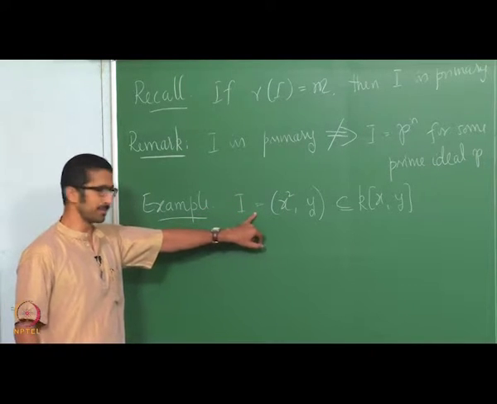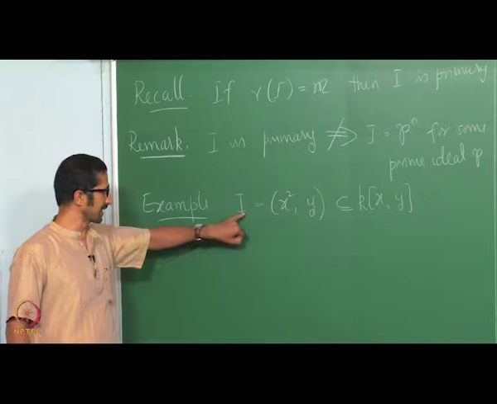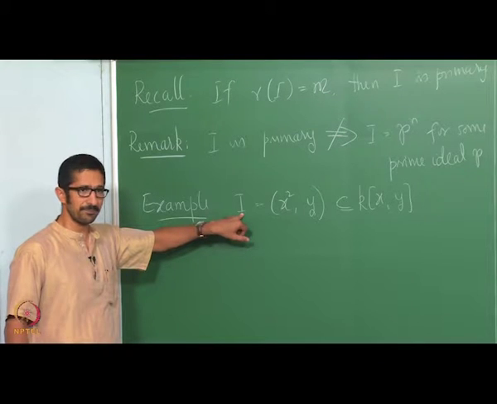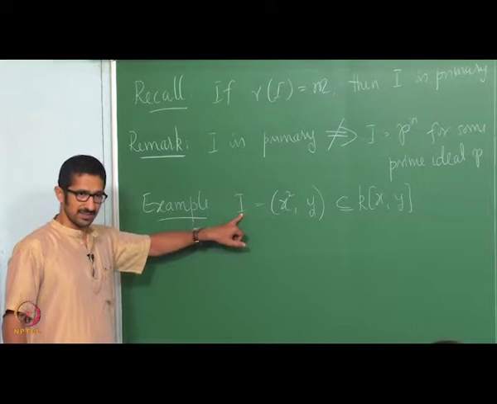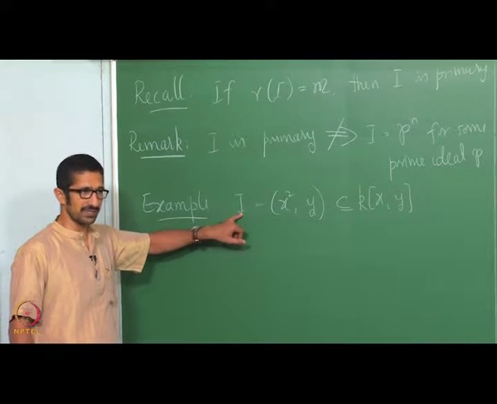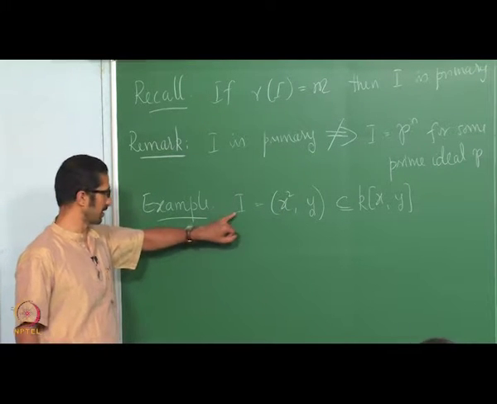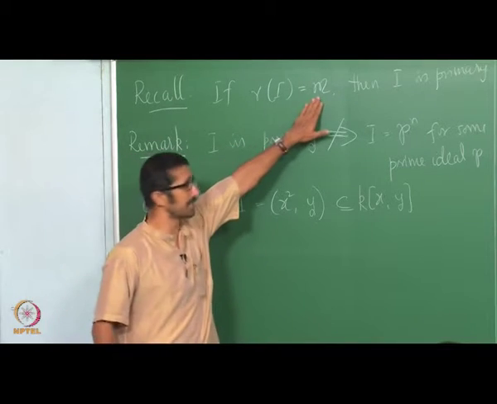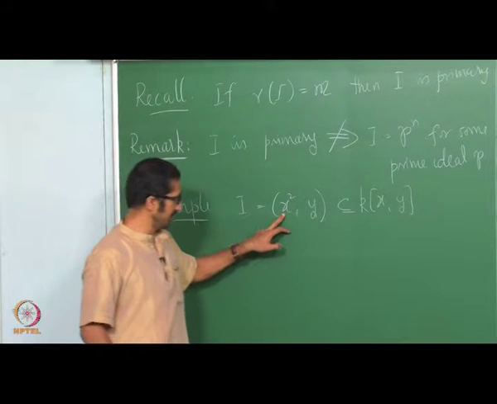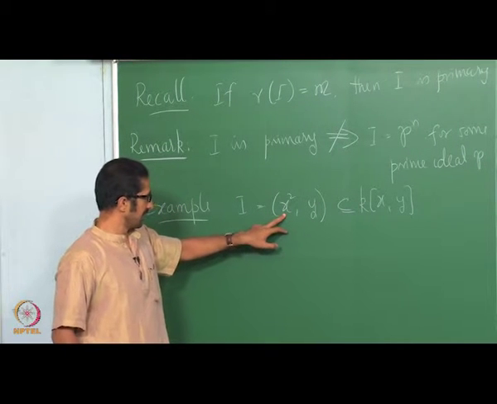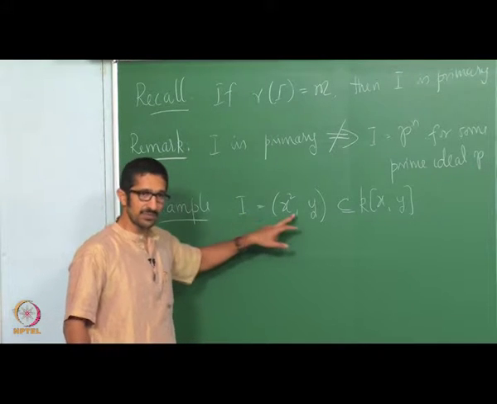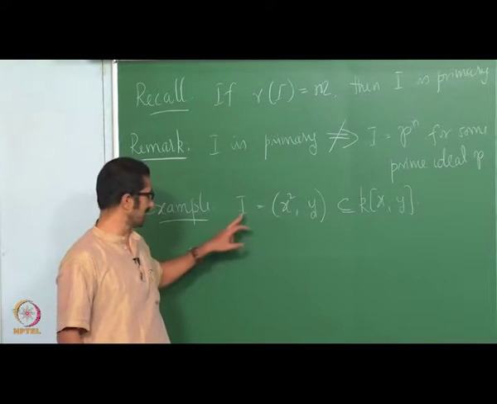There is only one prime ideal containing I, right? What is that prime ideal containing I? The maximal ideal generated by x, y, right? That is the only prime ideal containing I, or in other words, the radical of I is m. We are in this situation, the radical of I is m, but m is not equal to I, m square is contained in I.